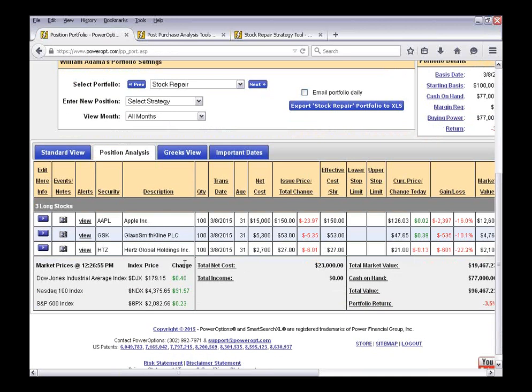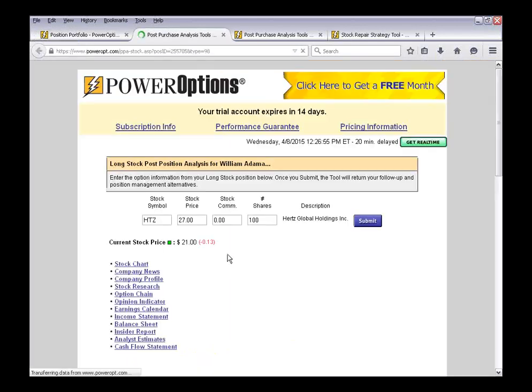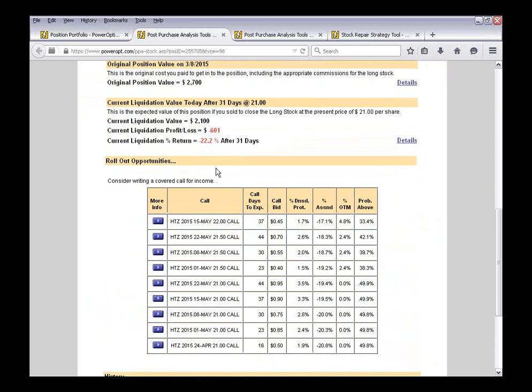Okay, so I know that there's not going to be a really good repair right off the bat for this one, and I know a covered call is not going to cut it either. But let's take a look. We're at a 22% loss on Hertz. Don't despair. Still okay. Let's see what we can do with it. I'm going to go to position actions and then position analysis again, just to reiterate the process. We have a 22% unrealized loss.